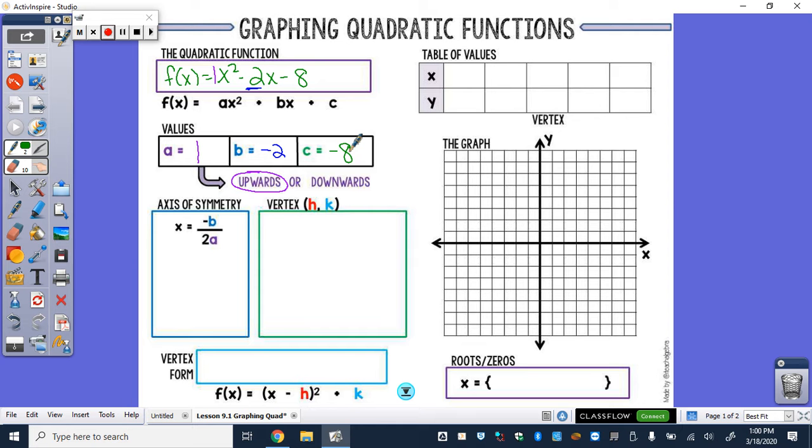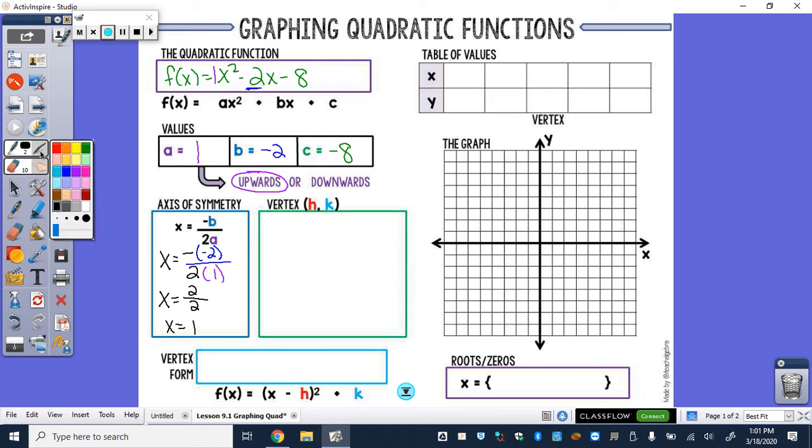So first thing we had gone over was figure out your axis of symmetry, negative b over 2a. So negative, and then our b value is a negative 2 over 2 times a, which is a 1. So cleaning this up, negative 2 makes it positive. 2 times 1 is 2. So our axis of symmetry is x equals 1.